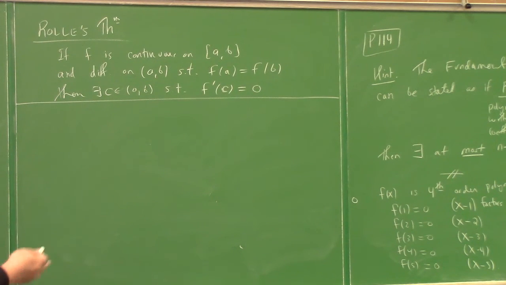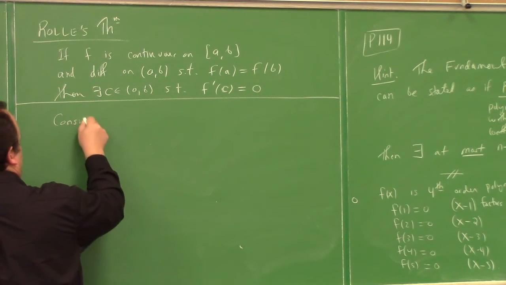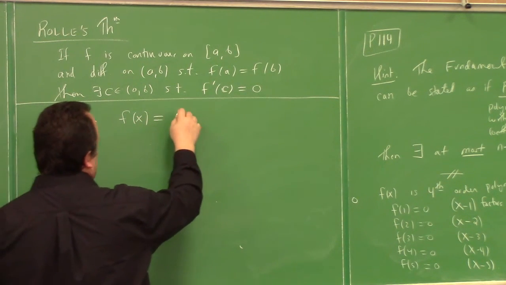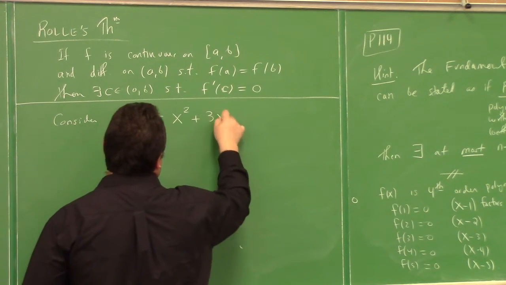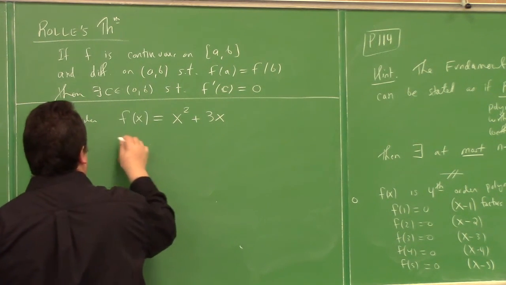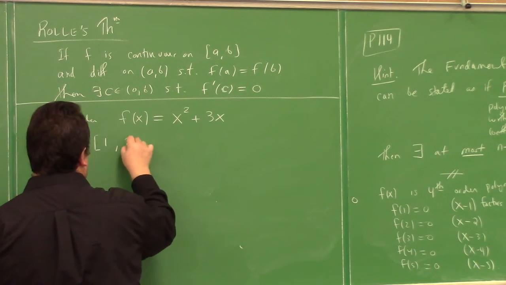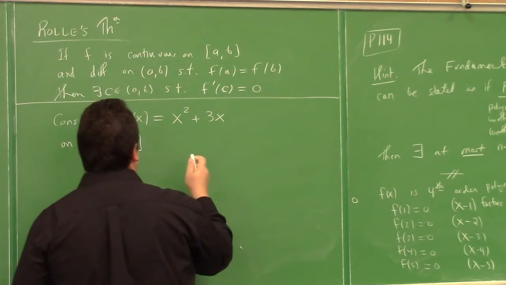Although we used Rolle's theorem to prove the mean value theorem, so they're interconnected. Okay, so I need to come up with an example to verify. So let's see here. I'm going to let f of x equal, let's say, x squared plus 3x. And I'm going to look at it on, let's say, 1 to 2, right?